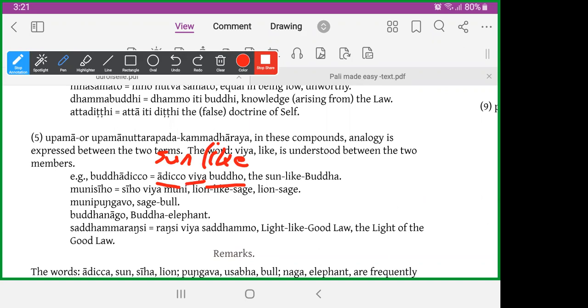Upamanuttara pada. Okay? Excuse me, Saji.